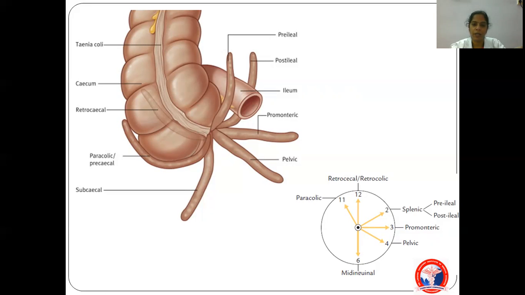They are the paracolic, the retrocaecal or retrocolic, splenic type. Within that we have pre-ileal, post-ileal type, promontoric type, pelvic type, midinguinal type. Within that, the commonest type is the retrocaecal or retrocolic type. The next commonest is the pelvic type. So the second commonest is the pelvic type. Up to this, is it clear? Shall we continue now?